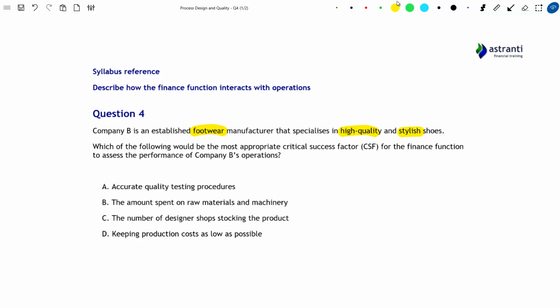In the next bit we have our requirement line, which is the area that will tell us exactly what we have to do. Which of the following would be the most appropriate critical success factor for the finance function to assess the performance of Company B's operations?